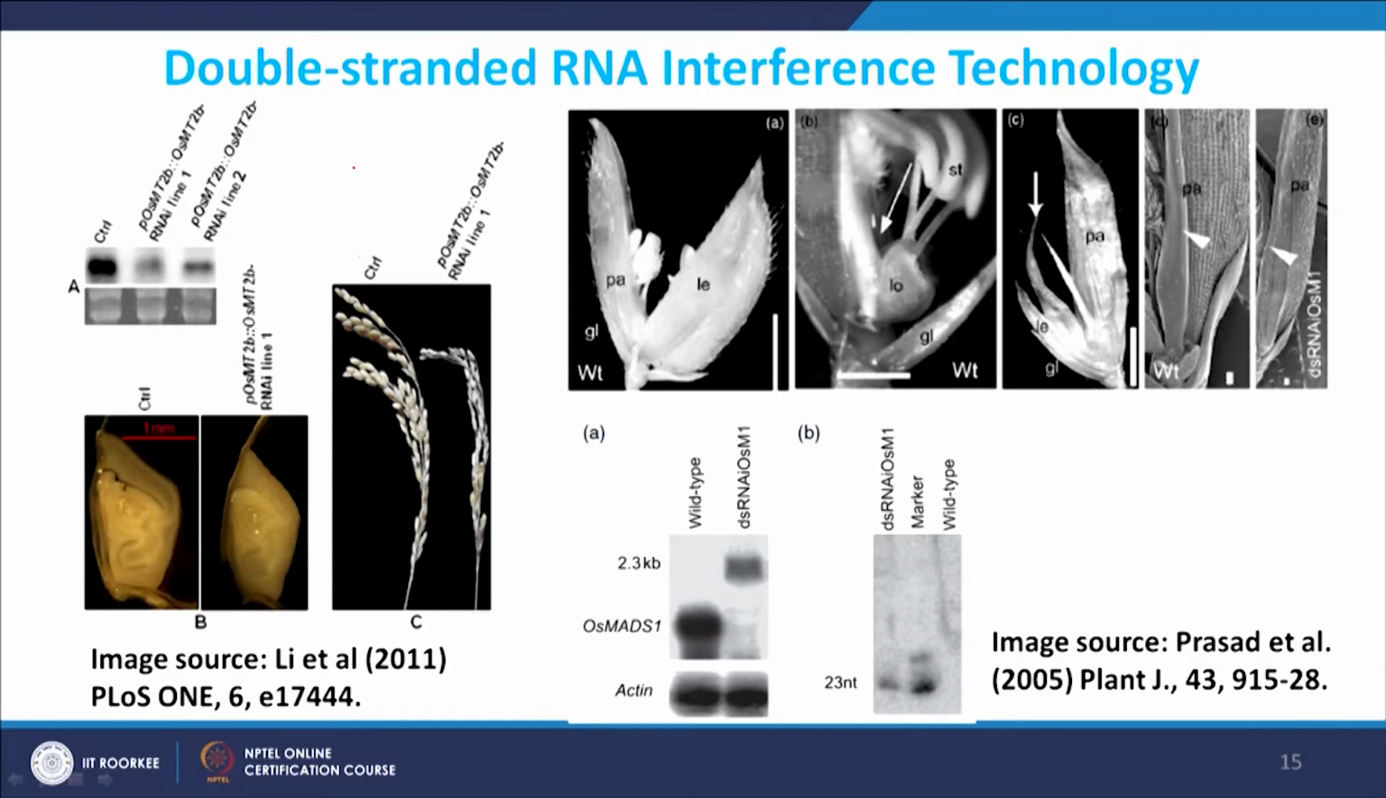There are plenty of examples where RNA interference has been used to downregulate genes. Some of them I will show here. If you look here, two of the genes have been downregulated by an RNA interference based approach.